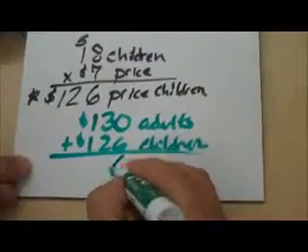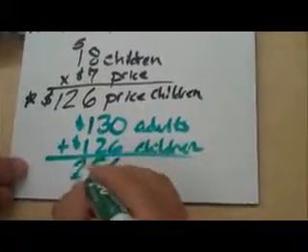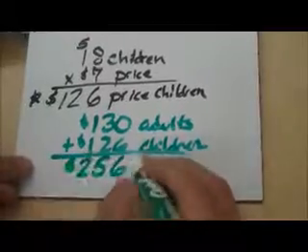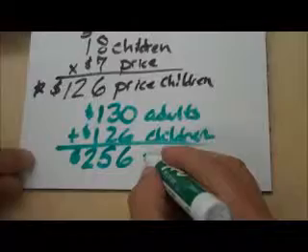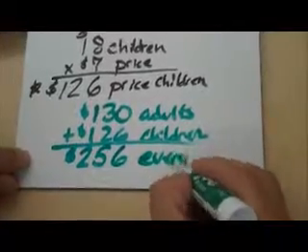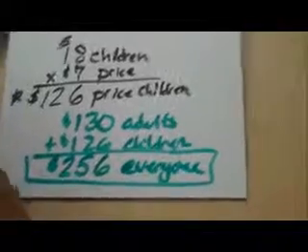6 plus 0 is 6, 20 plus 30 is 50, and 100 plus 100 is 200. Do not forget my dollar sign, and we are going to pay $256 for everyone. And that is one way to do a word problem.